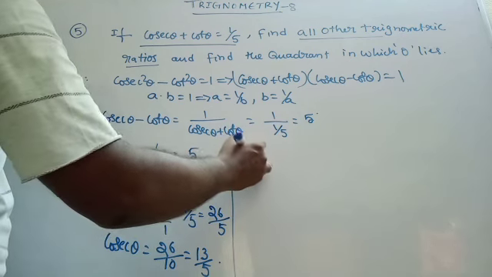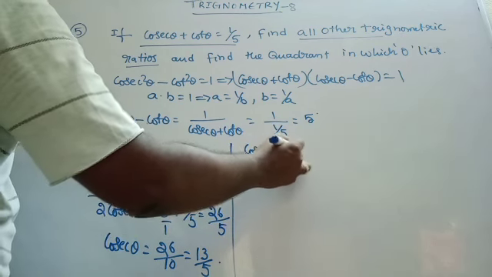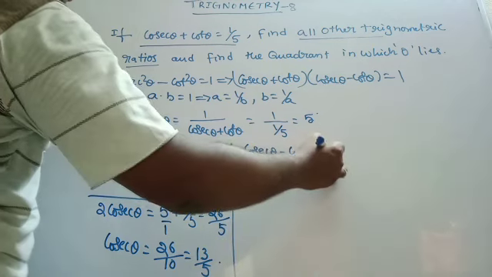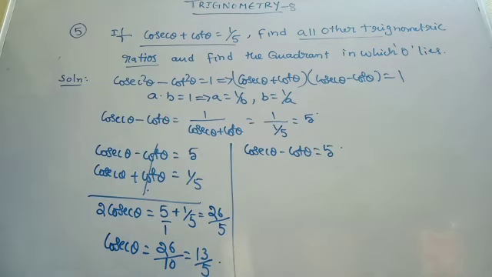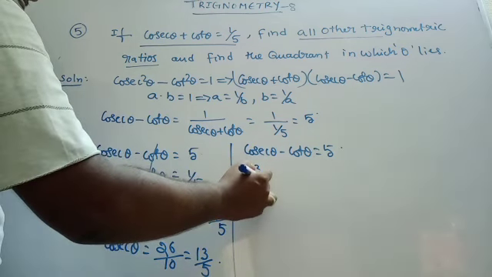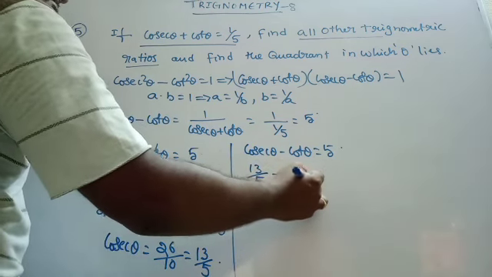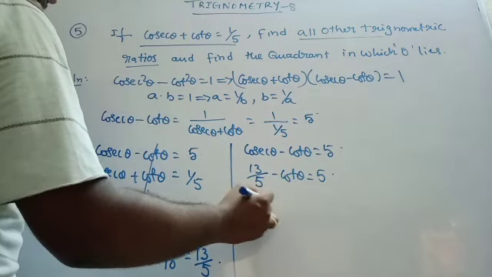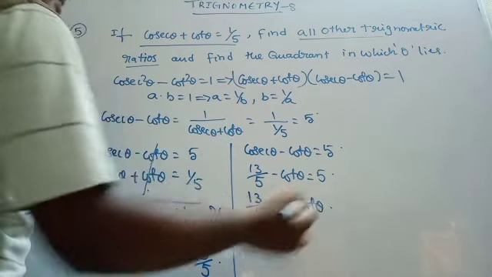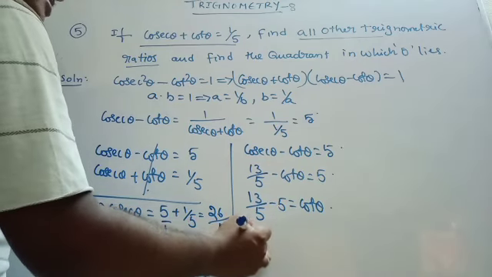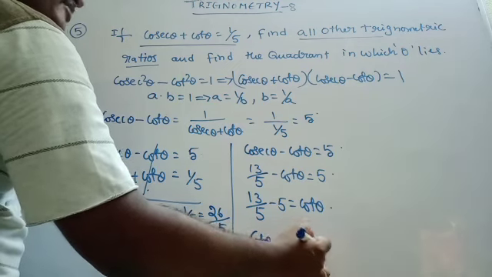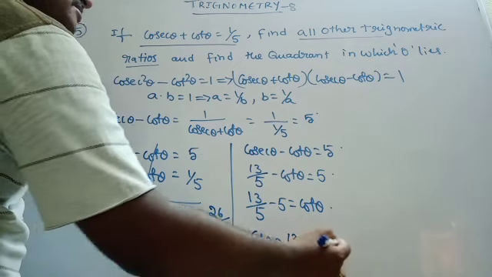We know cosecant theta, well, let us use any one of the equations here. Cosecant theta minus cot theta is equal to 5 like this, right? Now we know cosecant theta is 13 by 5, so 13 by 5 minus cot theta is equal to 5 like this. 13 by 5 minus 5 is equal to cot theta. You have like this. And of course this is cot theta, you are going to get 13 minus 25 by 5 like this, right?